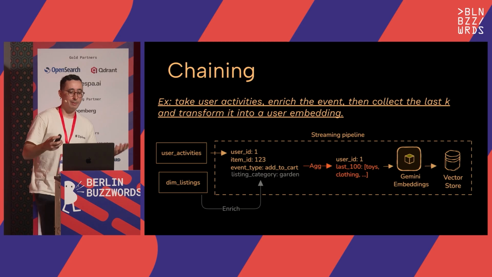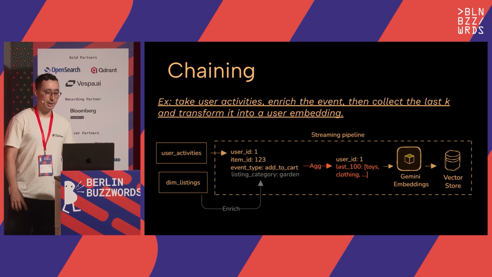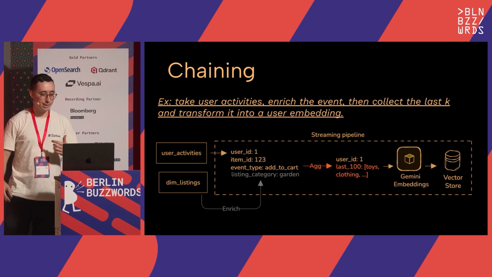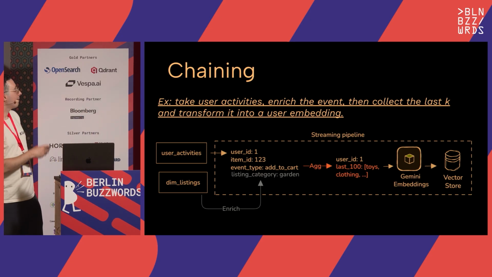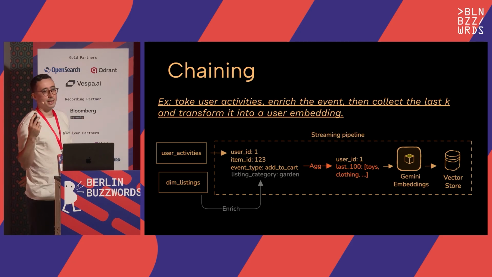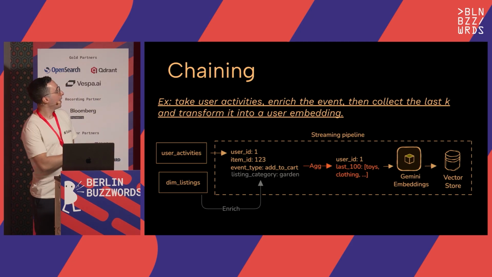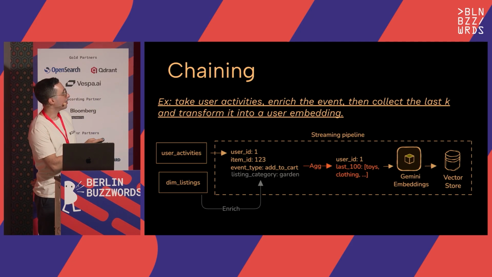This is another very common thing that I think we see a lot in search pipelines, and more and more as we do things like semantic IDs or generative recommenders, there's a lot of model chaining involved in these architectures. But here I have a very simple one. Take user activities. This could be an event similar to the last one, like purchases, but it can include clicks, views, whatever. Enrich the event, collect the last K, and transform it into a user embedding.